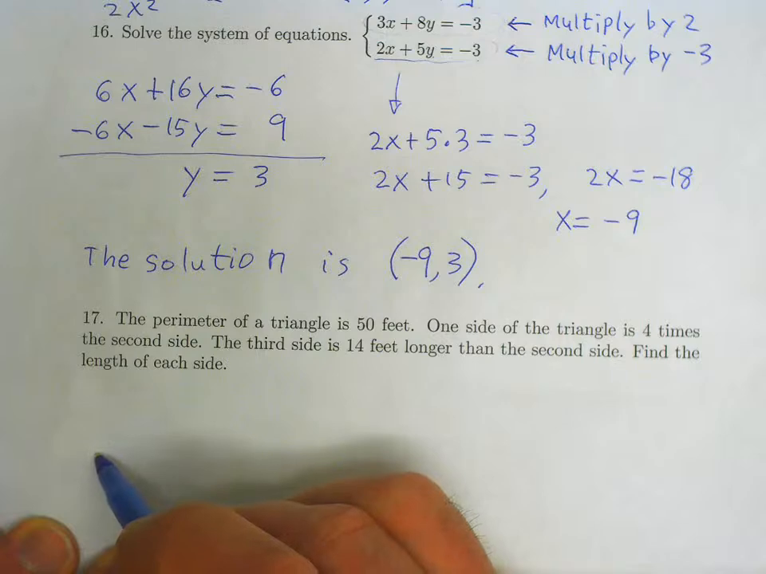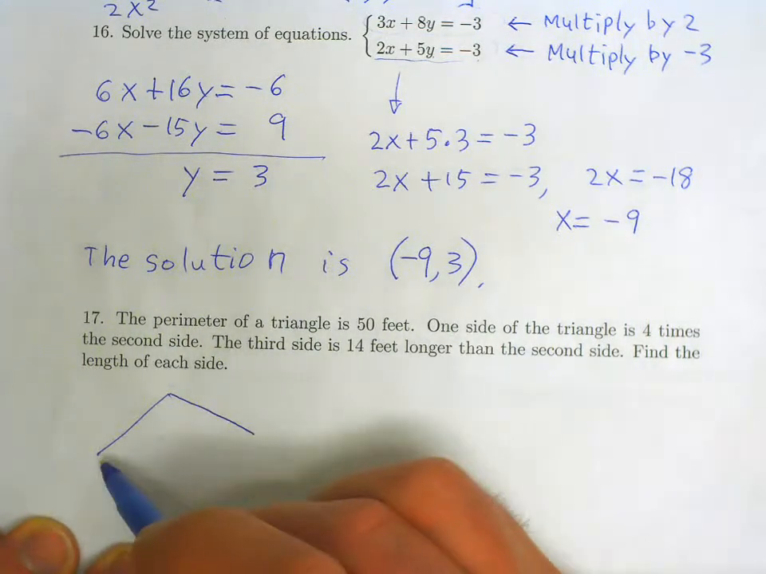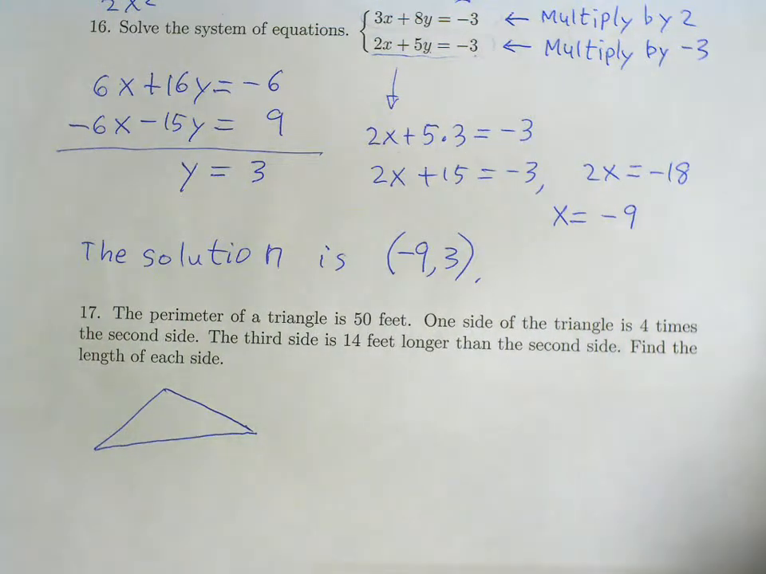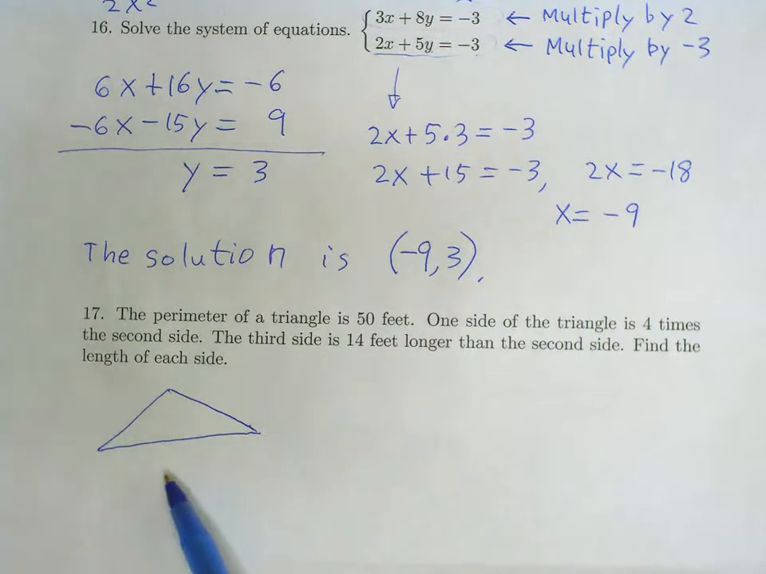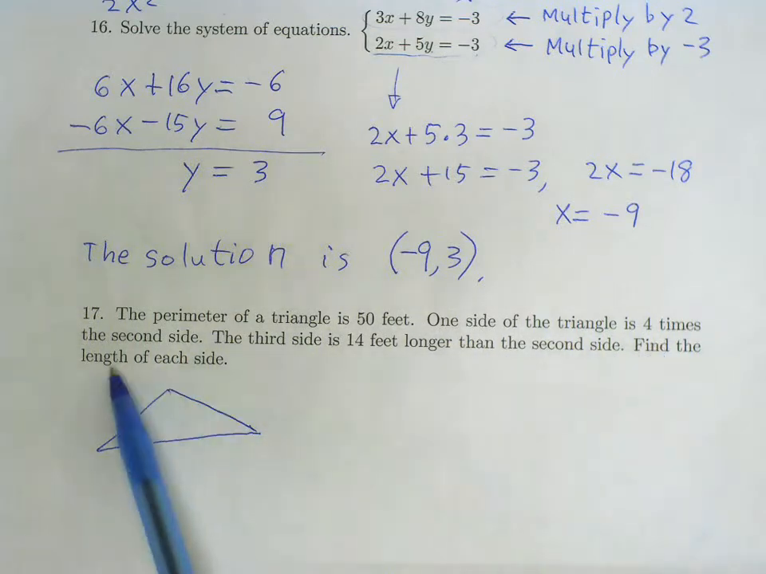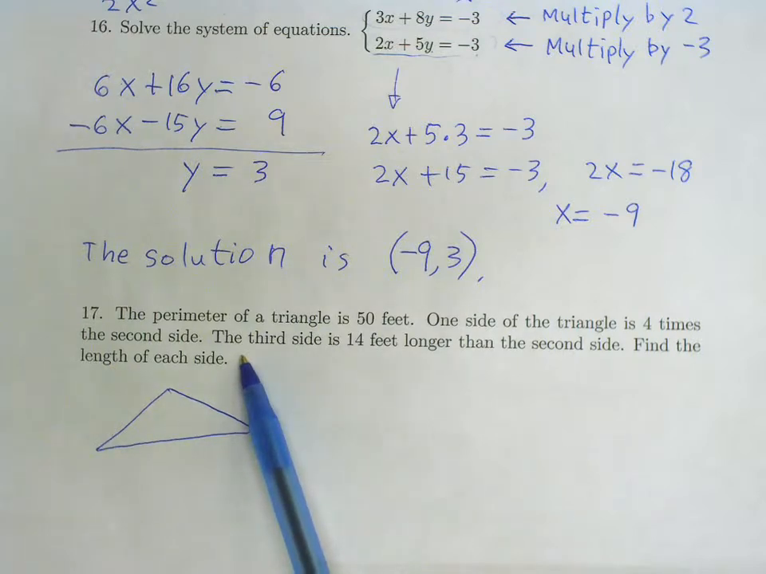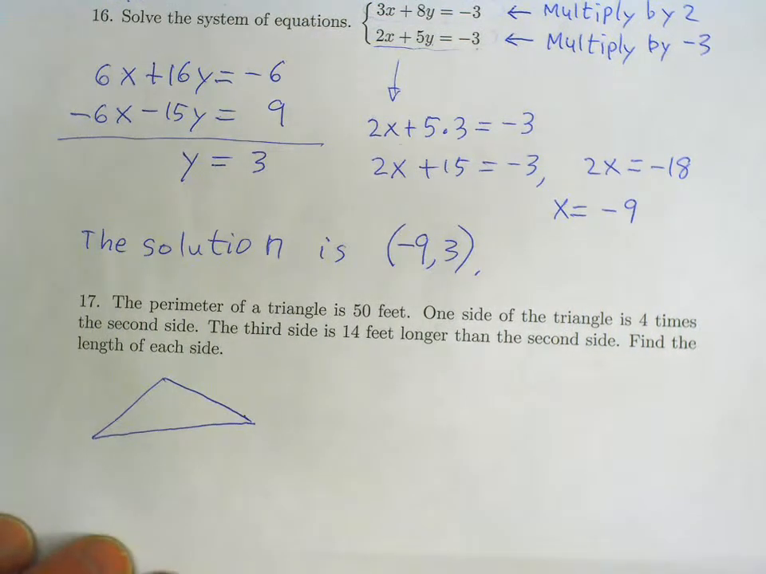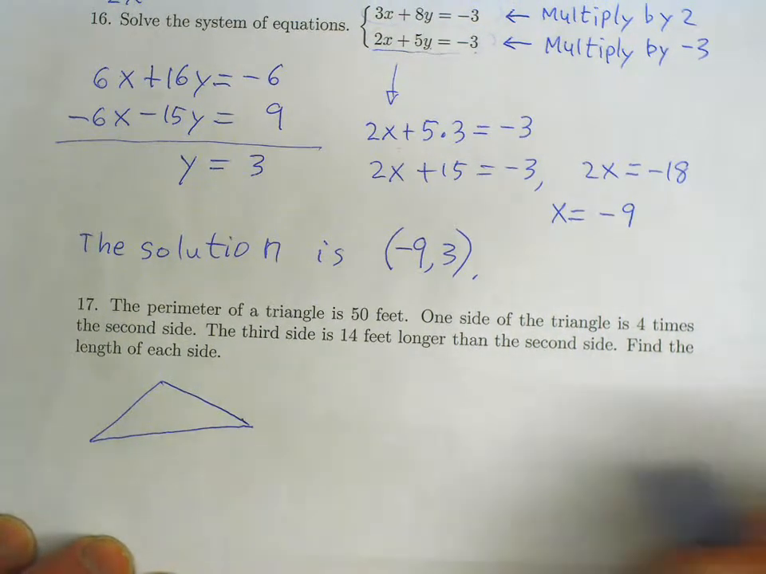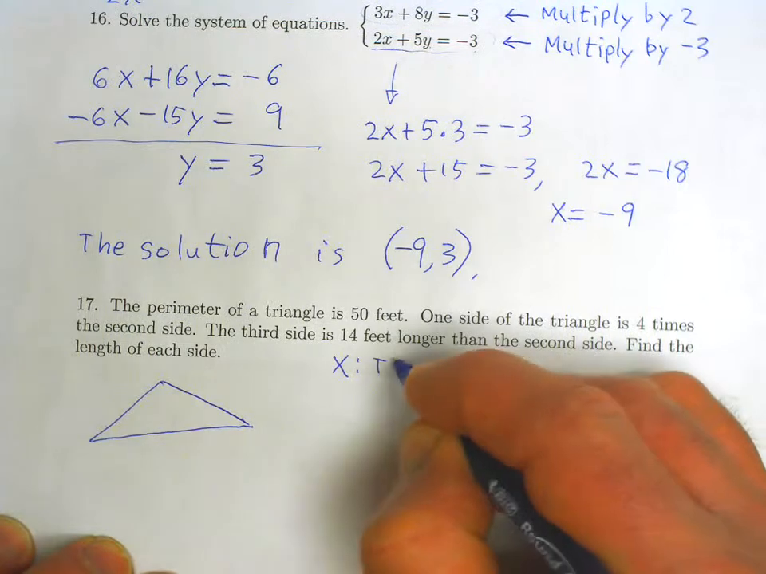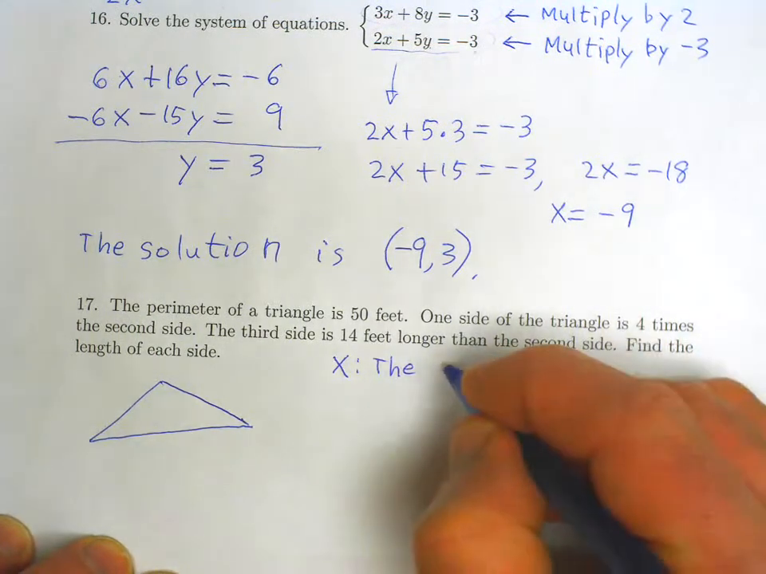Well, just to help out, I'll just draw a triangle. And the distance around the triangle, the perimeter, is 50 feet. And then it says one side of the triangle is 4 times the second side, and the third side is 14 feet longer than the second side. So we pick a variable. I'll just pick x to be the second side because the other two sides are described in terms of the second side.